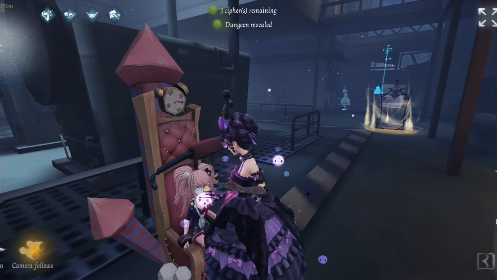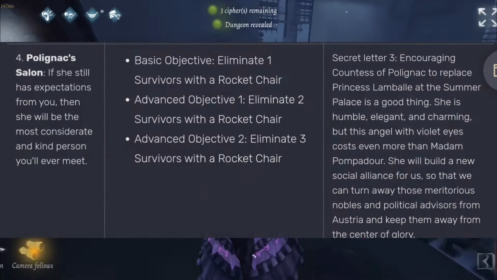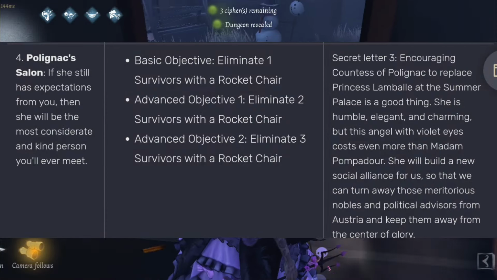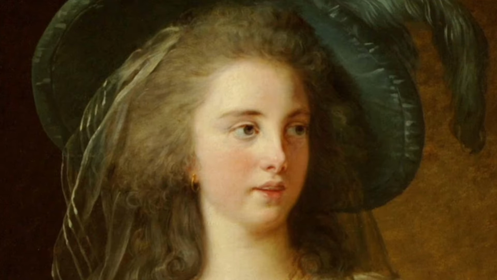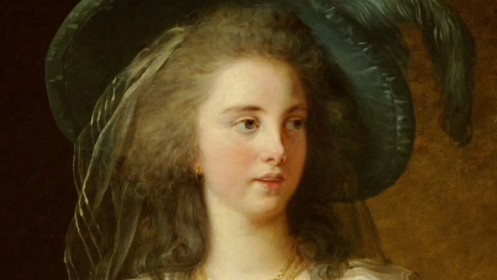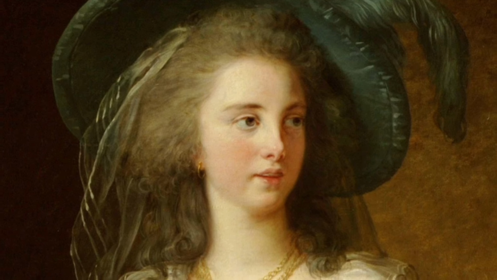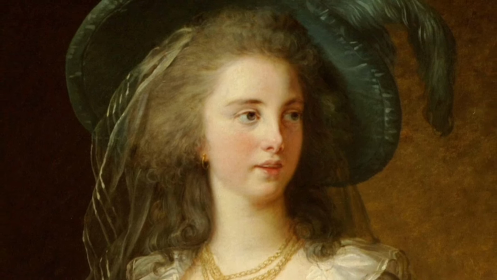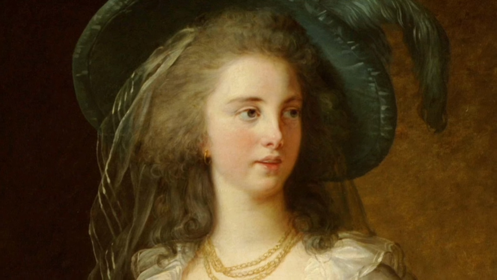The fourth deduction quest introduces us to the Countess of Polignac, Gabrielle de Palastron, who served as Marie Antoinette's lady-in-waiting and chief secretary. Unfortunately, Gabrielle faced criticism from the French public for her lavish lifestyle, which only fueled the rumors and negative perceptions surrounding the Queen.